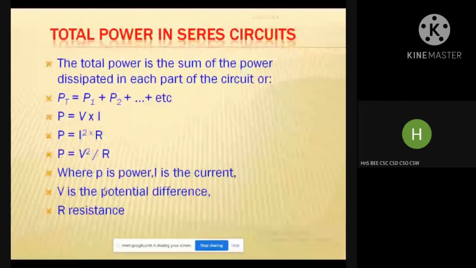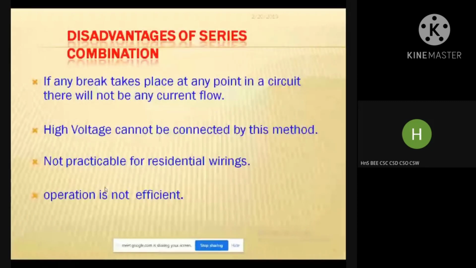But series combination is nothing but all elements, all components connected with a single line. That is called series combination. That's why if you turn off the switch, automatically all the remaining loads turn off in series combination. But in parallel combination, that type of situation does not occur. Now coming to the third point, it is not practicable for residential wiring. And the fourth point, the operation is not efficient. These four points are the disadvantages of series combinations.